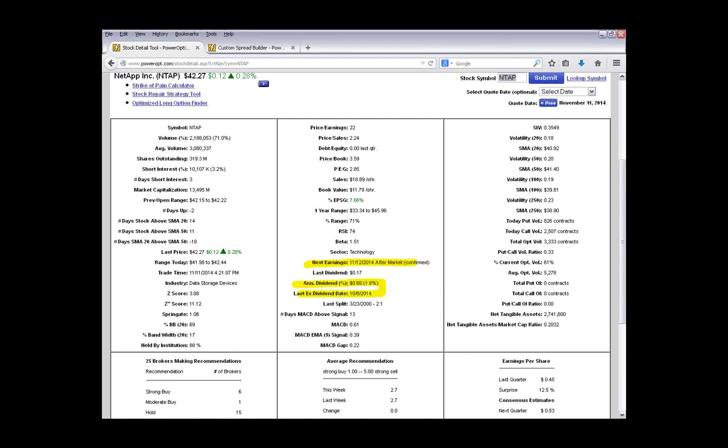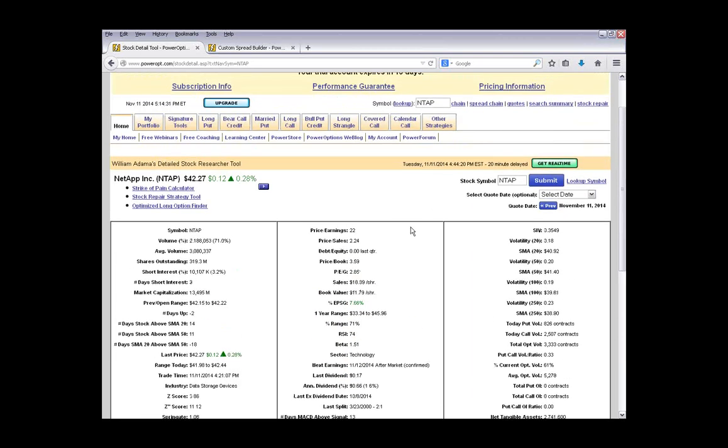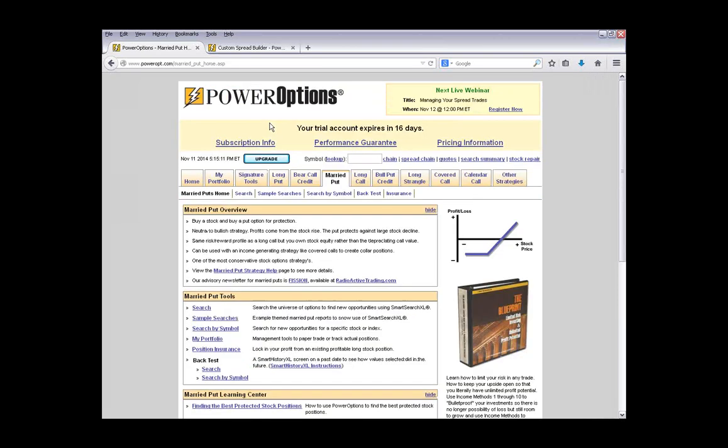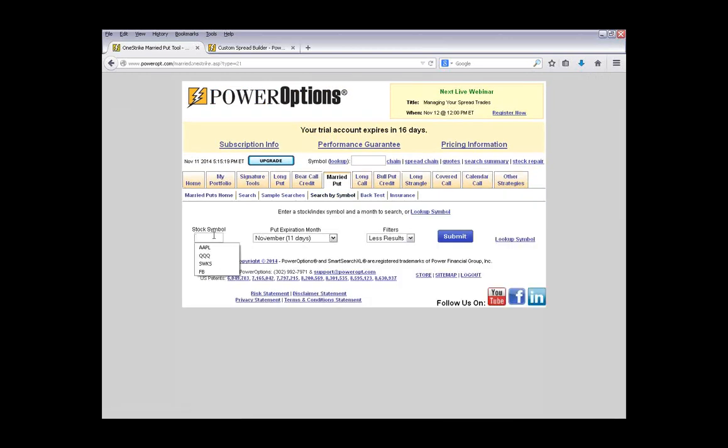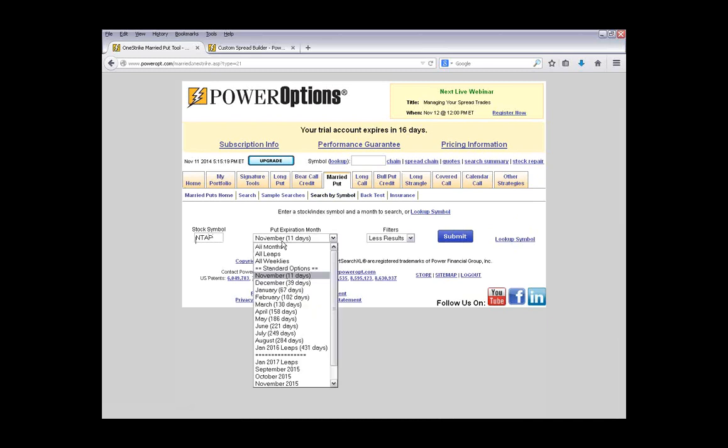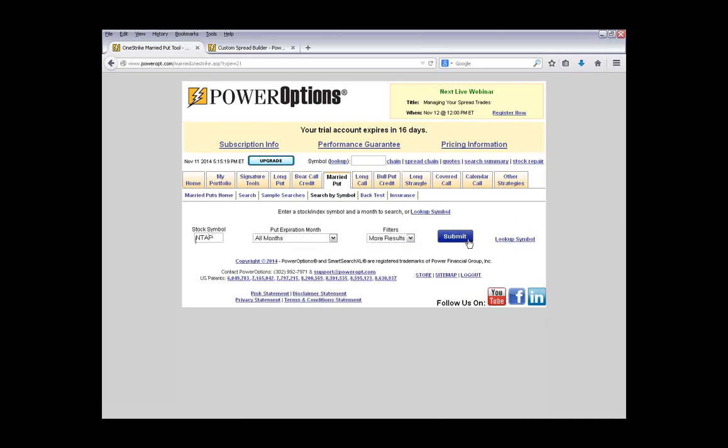So even though we're coming up to an earnings, and one of the vast advantages of options trading is using it for leverage and speculation with lower prices such as a long call trade or perhaps a bullish spread trade as well. But with a stock that pays a dividend and may have earnings coming up, we have a long-term sort of verified growth by the Chaikin gauge. I'd want to go into the search by symbol tool here under the married put menu. And I'm just going to type in NTAP. And I'm going to put my expiration date at all months. For right now, I'm going to put in more results.